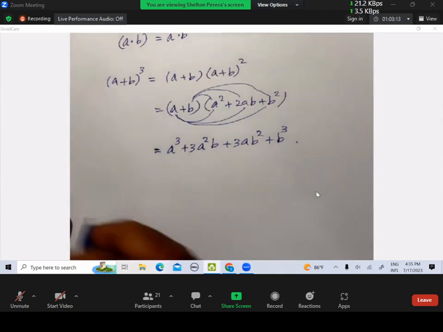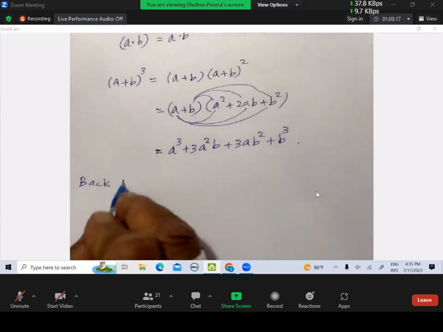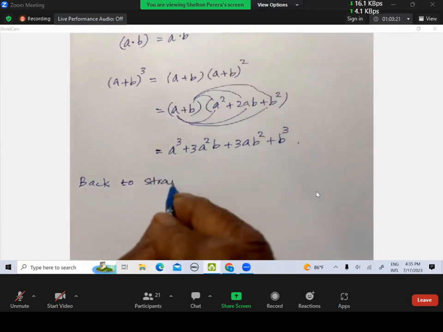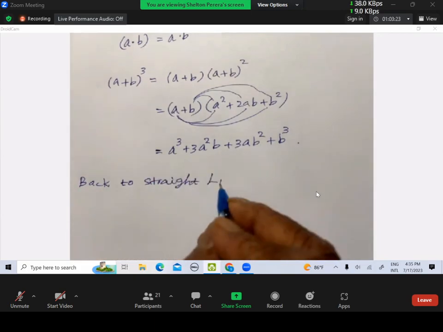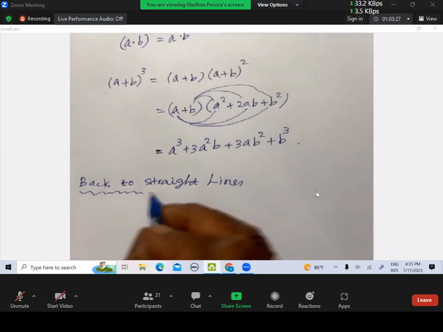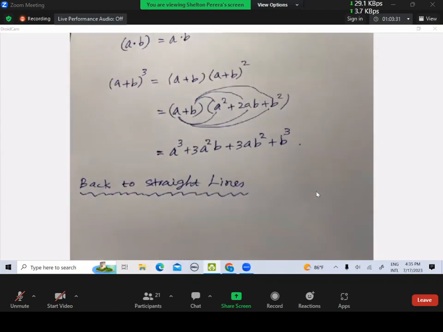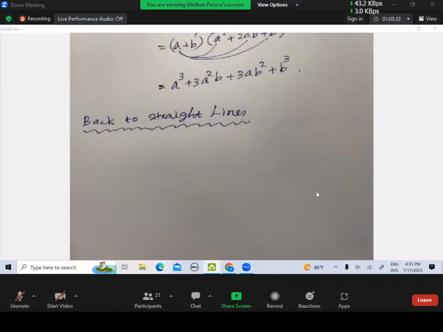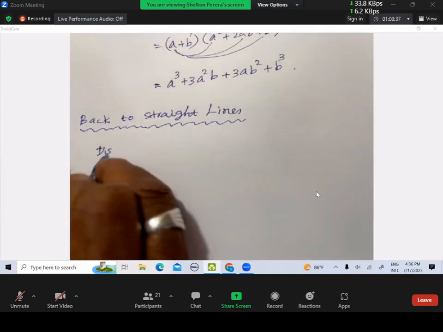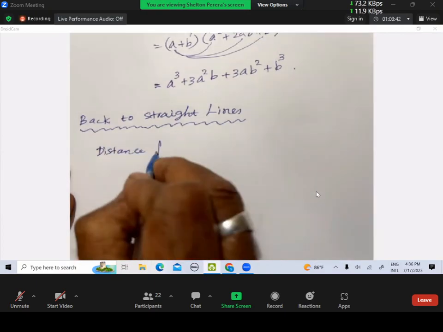So, back to straight lines. We did the distance formula and the midpoint formula. Now, we already did the distance formula. What is the distance formula?